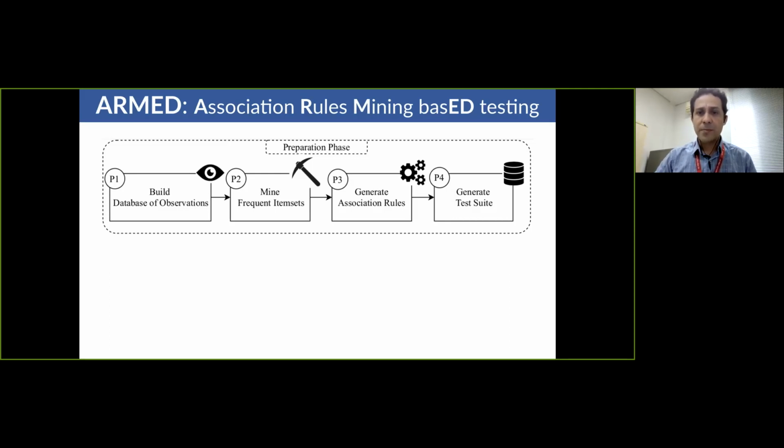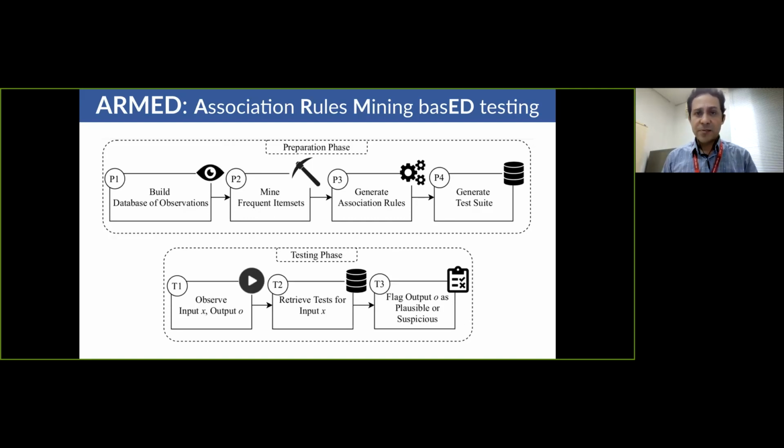Here at step 3, the number of generated association rules could be very large. So you need to have a way of selecting the relevant ones. Basically, what we do is make use of well-established metrics from the association rules domain, such as support, confidence, and leverage for selecting relevant rules. Finally, at step P4, we generate a plausibility test suite by mapping rules to test cases.